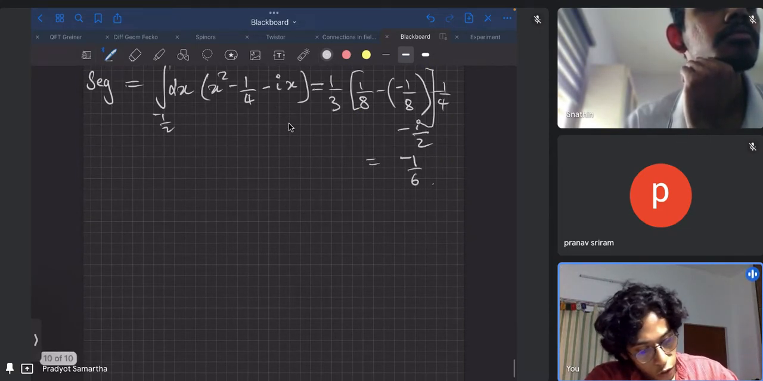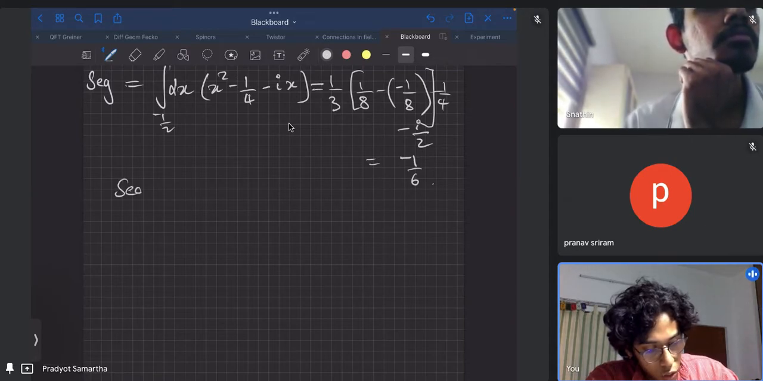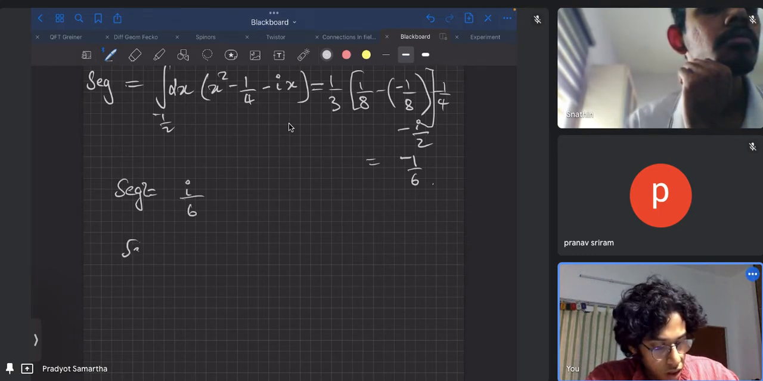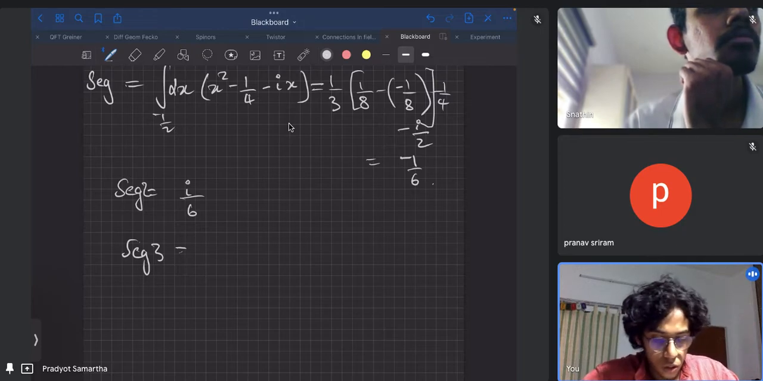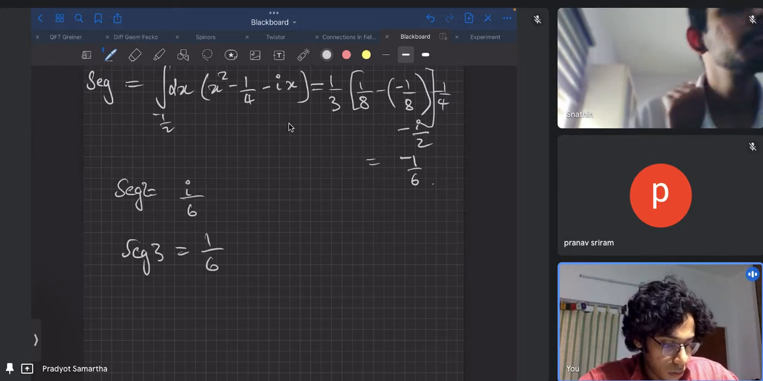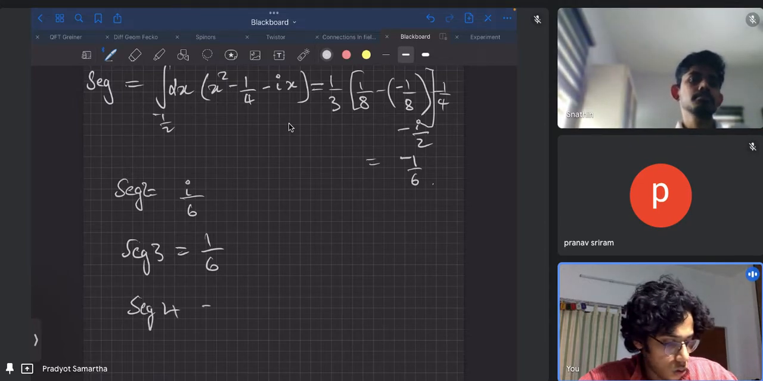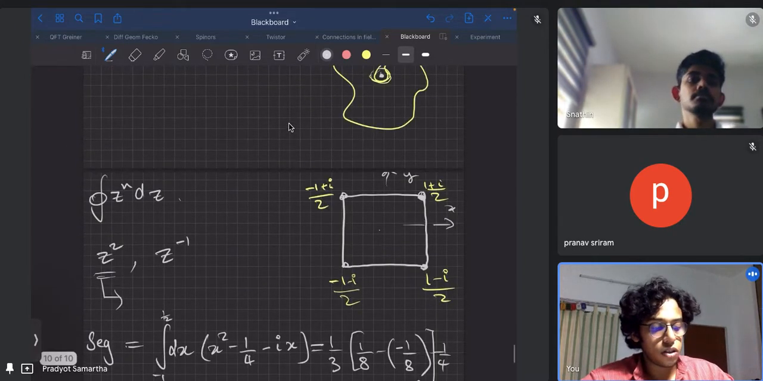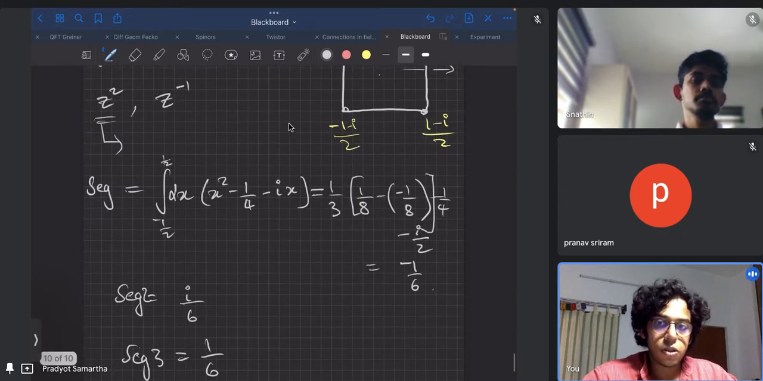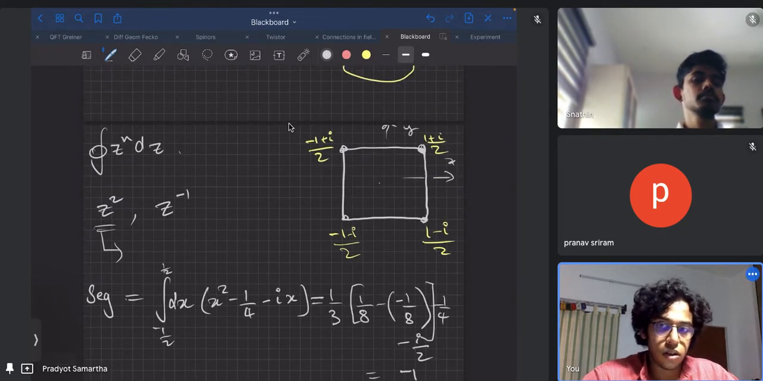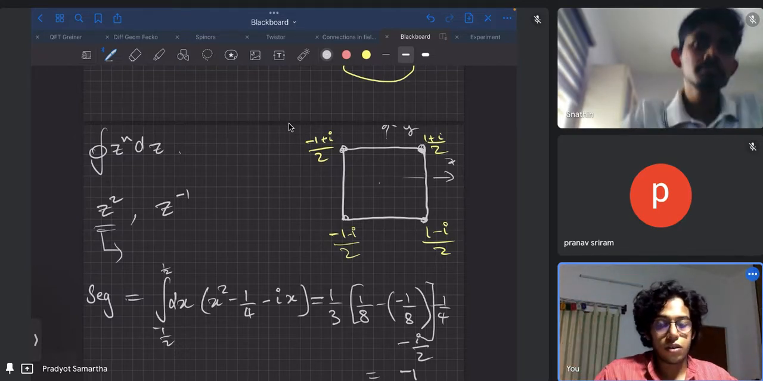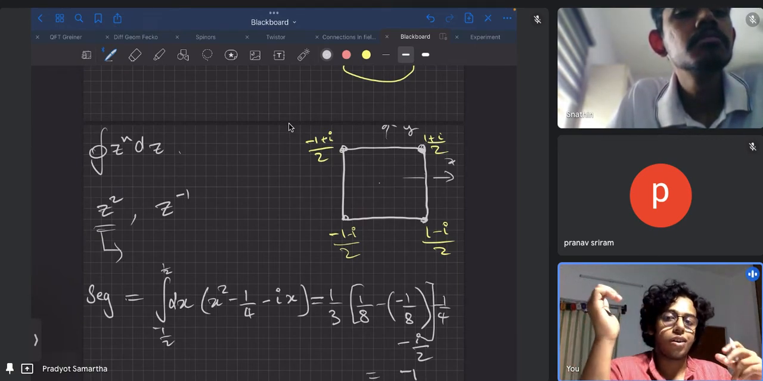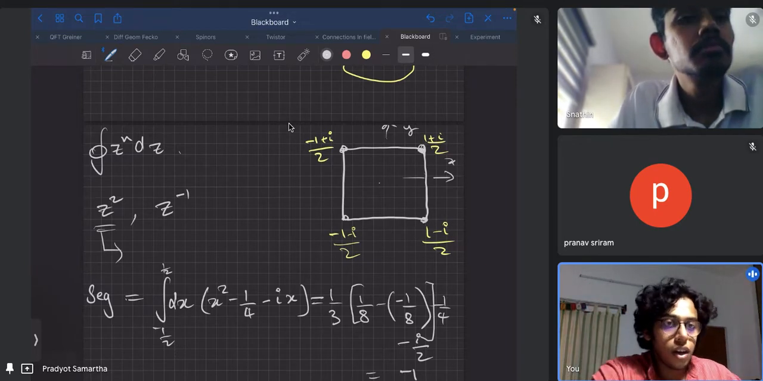Similarly for all the other segments: segment 2 is equal to i by 6, segment 3 is equal to 1 by 6, and segment 4 is equal to minus i by 6. When you add all this up, you have 0. So the net contour integral is equal to 0. Again, we note that whenever you're taking the limits, you're applying Stokes' theorem. We're just taking segment by segment, instead of evaluating the whole thing.